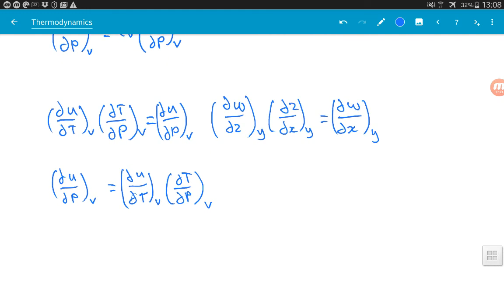And then from here you know that, since Cv equals del U del T at constant volume, you can replace this with Cv, and thus prove the relation.